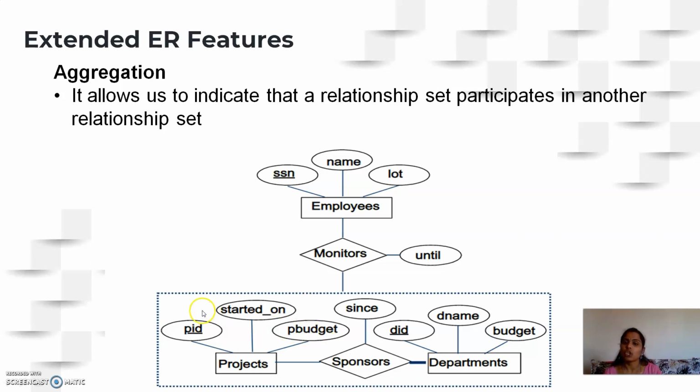So please observe here, the projects have a project ID, the started date and the budget allocated for the project. Among these three, you can uniquely identify a project by its ID. Then we have departments: the department ID, department name and the budget allocated to the department, and you can uniquely identify this using the department ID. So now the projects are sponsored by the department, so you have a relationship called sponsors. From which date have you been sponsoring the project? That is represented here using since as the descriptive attribute.